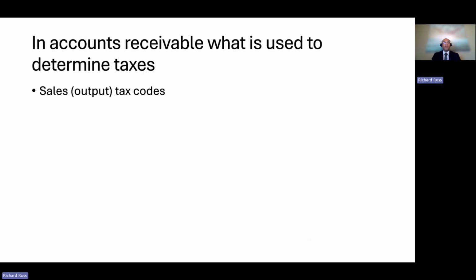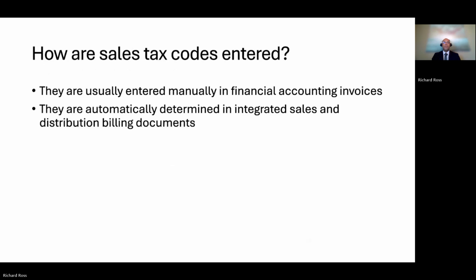So, without further delay, in accounts receivable, what is used to determine taxes? Sales tax codes. How are sales tax codes entered? They are usually entered manually in financial accounting invoices. They are automatically determined in integrated sales and distribution billing documents.